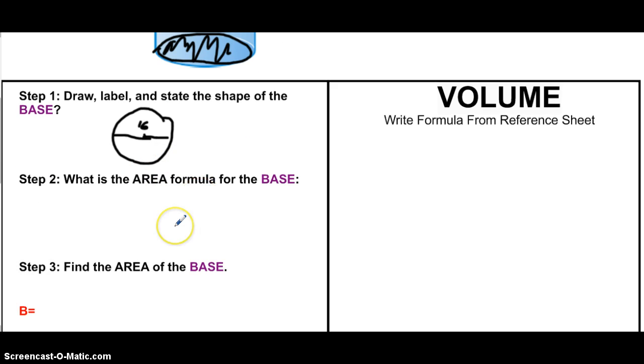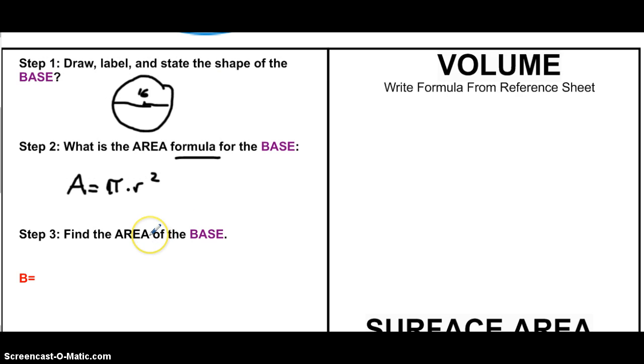Now we want to find the area of our base. Well, first we need the formula, right? So the formula to find the area of this base, which is a circle, we look it up and we find out is pi times r squared. Okay, let's find the area now.